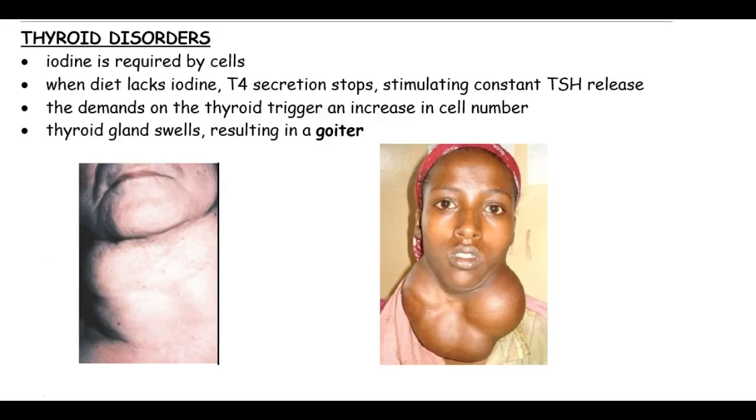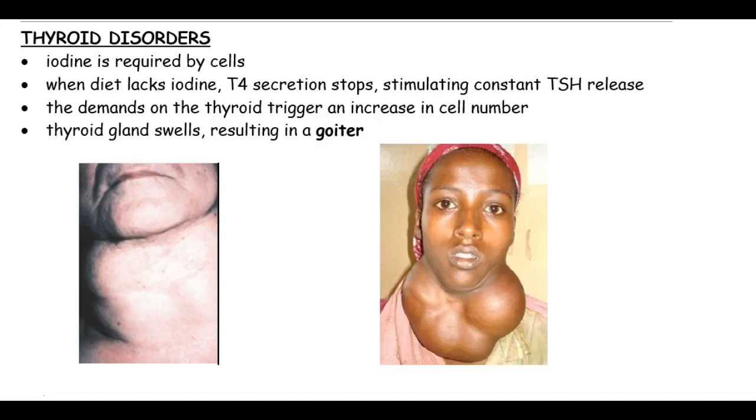Unfortunately, there are some fairly significant disorders that result from a malfunctioning thyroid. Interestingly enough, and maybe some of you covered this when you were working on your micronutrient initiative project, iodine is actually required by our cells. We don't need a whole lot of iodine, but we do need it. If there isn't enough iodine in your bloodstream, then T4 secretion stops.